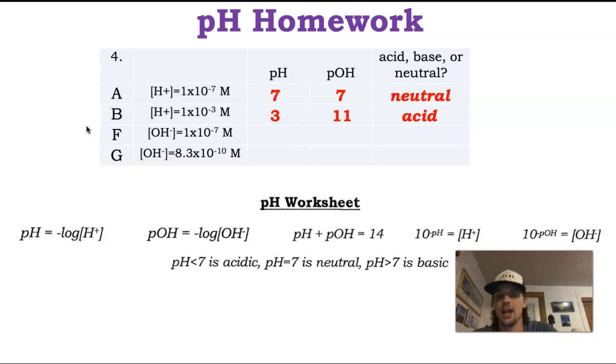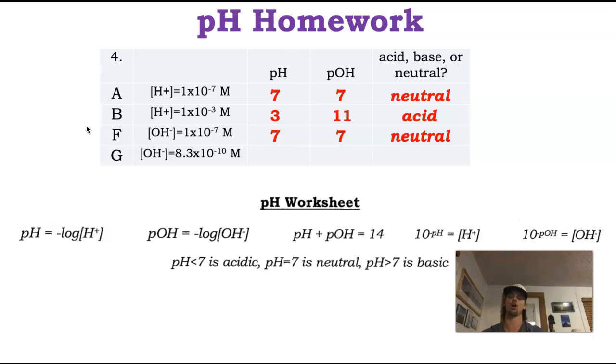The hydroxide ion concentration, letter F, is 1 times 10 to the negative 7th. If I take the negative log of that, I get the pOH. So that gives me a pOH of 7, making my pH 7. Looking at the pH of 7, is it acidic, basic, or neutral? Hopefully you say neutral. Letter G, the hydroxide ion concentration is 8.3 times 10 to the negative 10th.